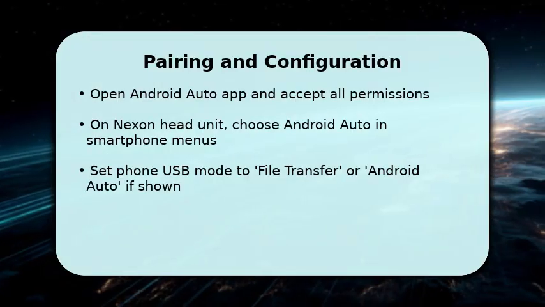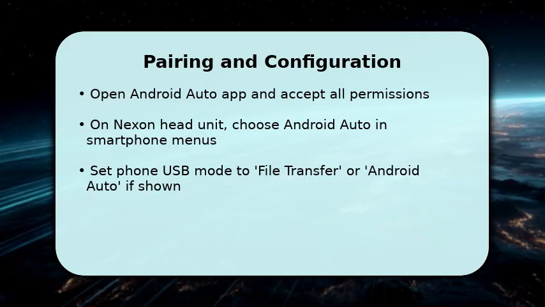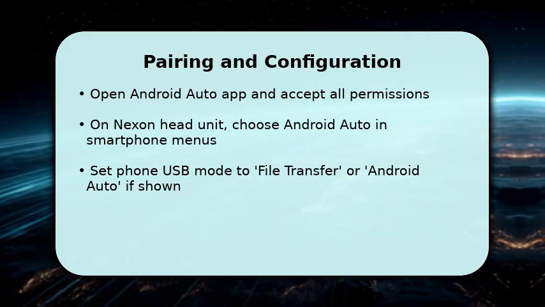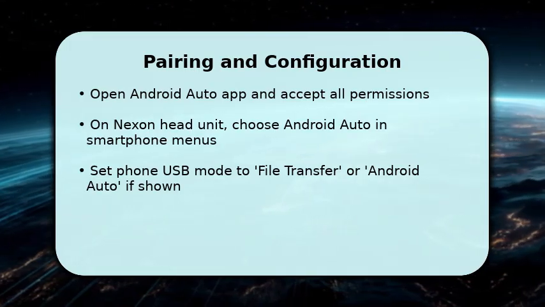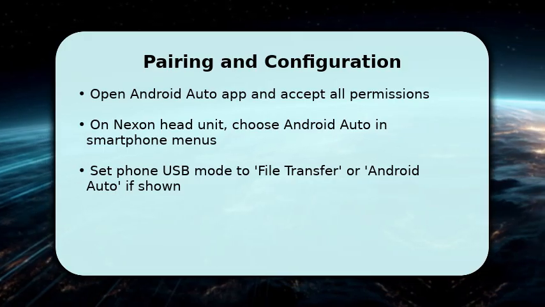Next, you handle pairing and configuration. Open Android Auto and accept microphone, location, and contacts permissions. These let apps and voice commands work. On the Nexon screen, navigate to smartphone connectivity or projection and select Android Auto. This forces the head unit into projection mode.